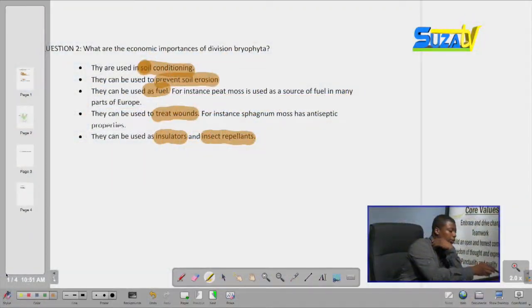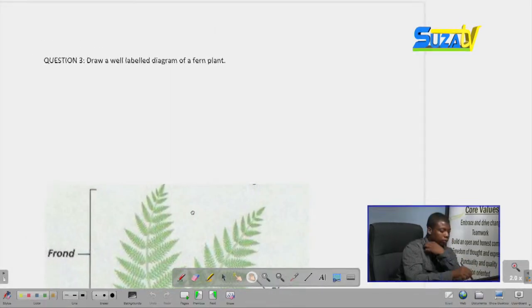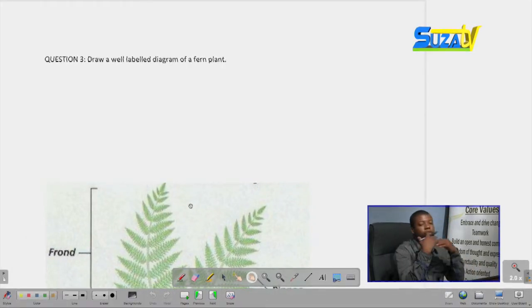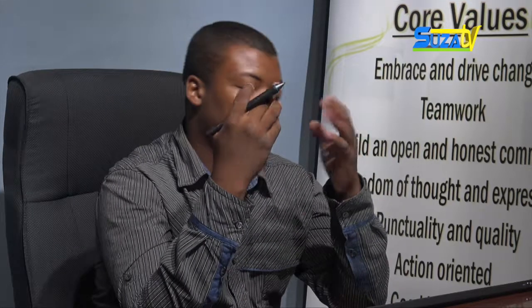Now we're moving ahead to our next question, when we are asked to draw a well-labeled diagram of a fern plant. So question number 3 just needs us to draw a fern plant. We all know what a fern plant is. It's a member of division Pteridophyta. So here we are required just to draw it.